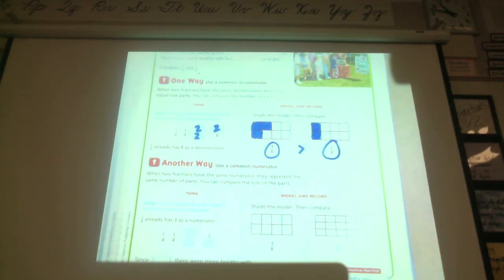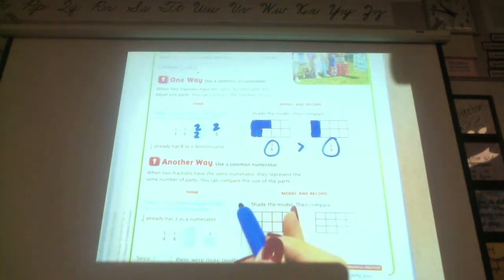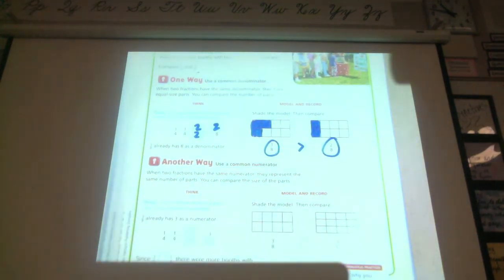Okay, so another way is you can use a common numerator. Have you ever heard that before? Does that make sense? Yeah. Let's see how that works. When two fractions have the same numerator, they represent the same number of parts. And then you can compare the size of their parts.